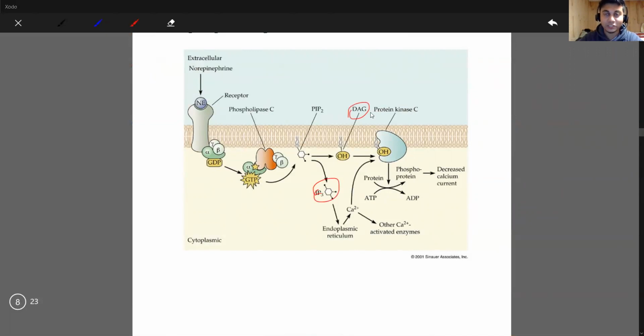Now both of them are working here. Yes, they balance out each other. That's what I said. That means that DAG is working on the protein kinase C, and it is decreasing the calcium. IP3 is increasing the calcium. Now, when both of them work, then it balances out each other. That means there is not hyperactivation of anything.